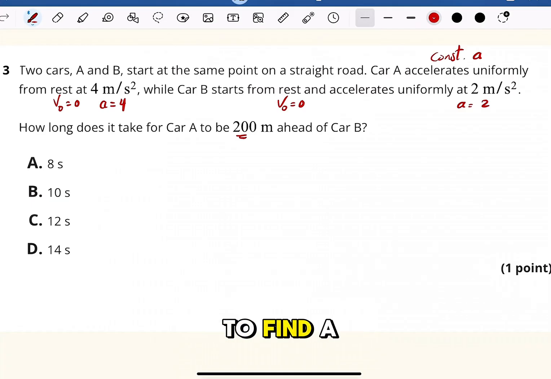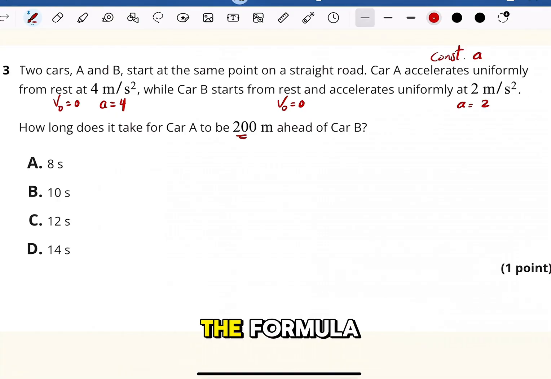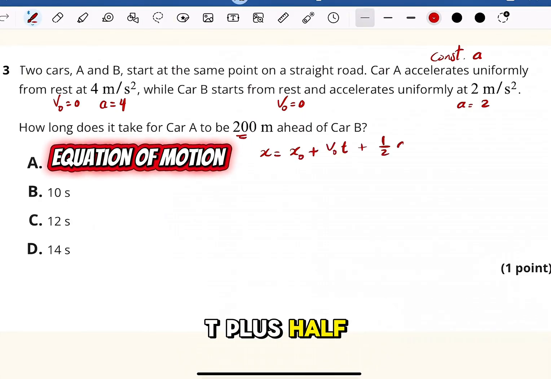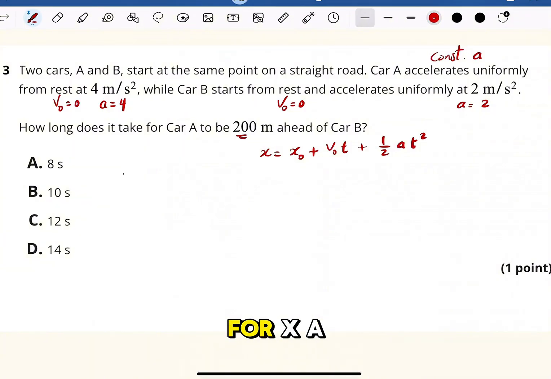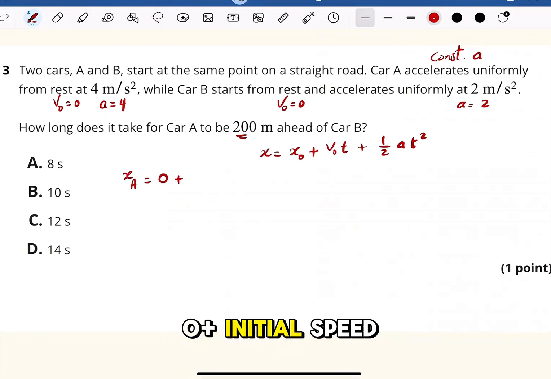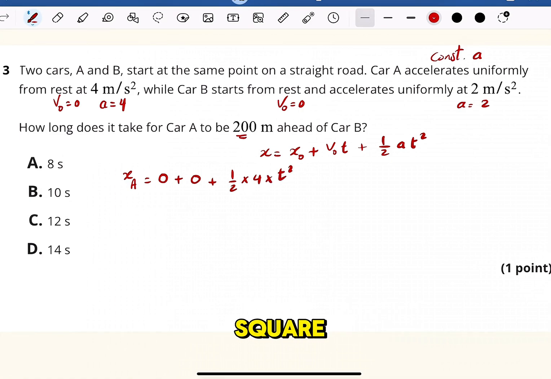I'm trying to find one of the equations of motion linking displacement and time taken. I would say the formula is x equals x node plus v node t plus half a t squared. For xa, it starts initially at 0 plus initial speed, which is 0 as well, plus half times the acceleration. The acceleration is 4 times t squared. So xa, which is half times 4, is 2t squared.